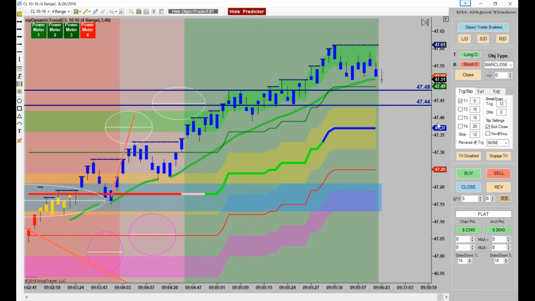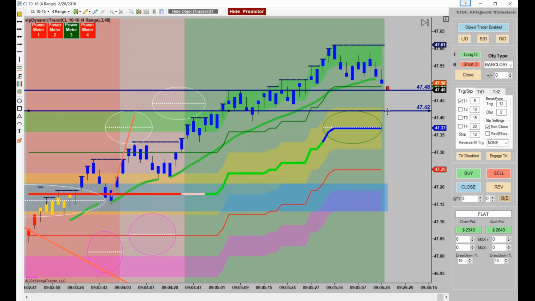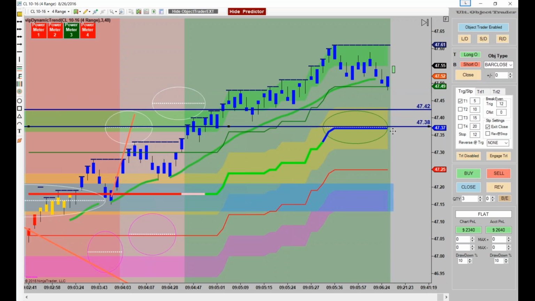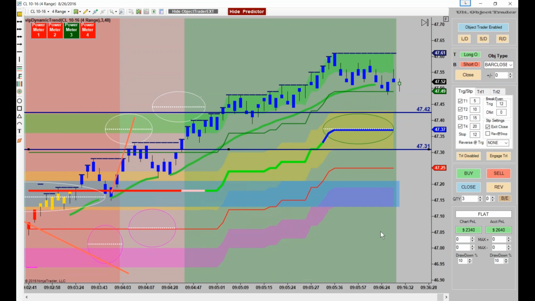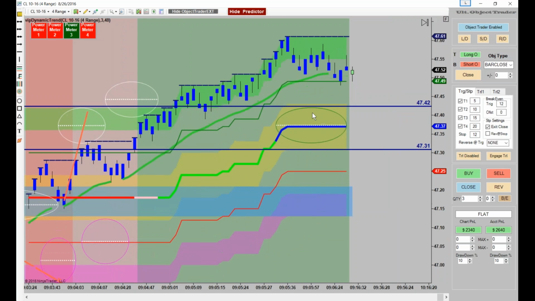No predictor yet. There it is. Wouldn't you think if it gets down there to that predictor that that would be a pretty good little area to jump in that trade? That's also that lightning swing that I just identified. So let's go ahead and do this with some contracts. We're looking for a pullback right into predictor.